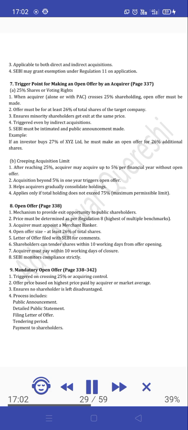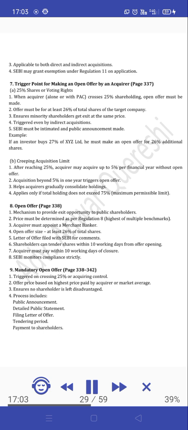7. Trigger point for making an open offer by an acquirer, page 337. A. 25% shares or voting rights. 1. When acquirer alone or with PAC crosses 25% shareholding, open offer must be made. 2. Offer must be for at least 26% of total shares of the target company. 3. Ensures minority shareholders get exit at the same price. 4. Triggered even by indirect acquisitions. 5. SEBI must be intimated and public announcement made. Example, if an investor buys 27% of XYZ Limited, he must make an open offer for 26% additional shares.